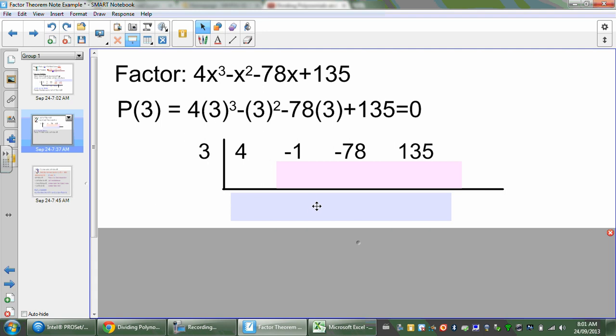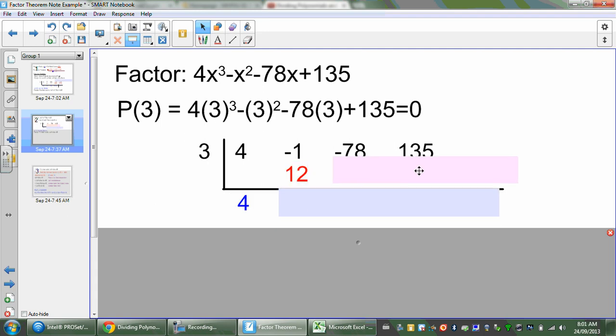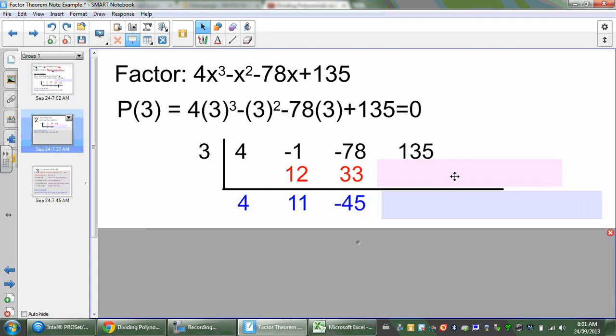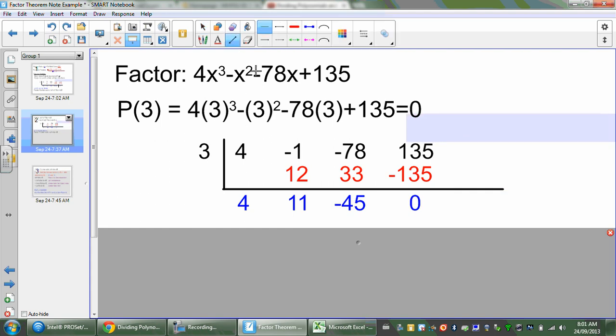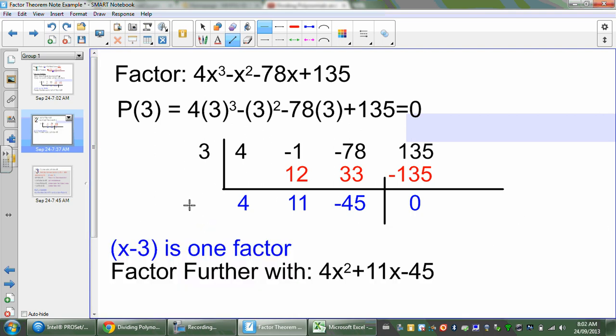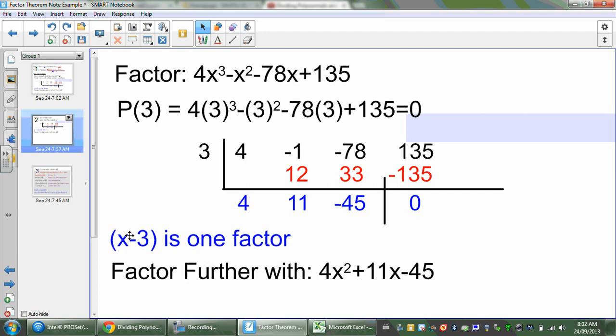I've got my drop down 4, multiply to get 12, add them together to get 11, multiply to get 33, add them together to get -45, and then multiply, you get 135, and again, the 0 on the end is the remainder. So x minus 3 now, again, the opposite, the term that goes to 0 when this is used. And I still have to factor further with the 4x squared plus 11x minus 45.